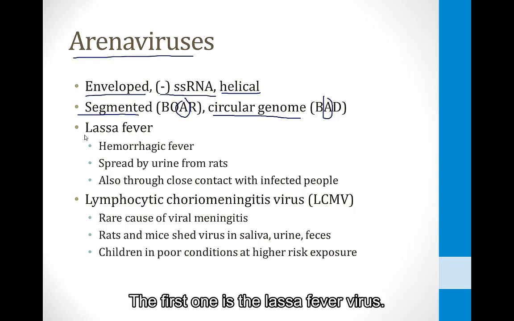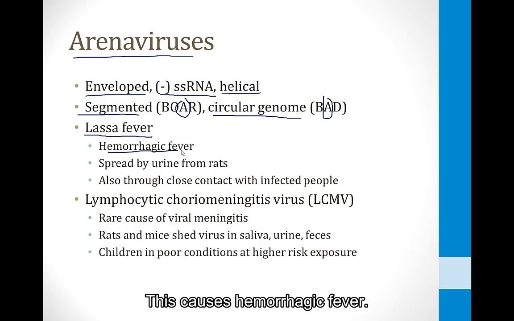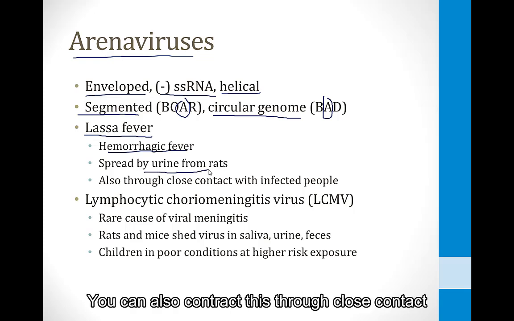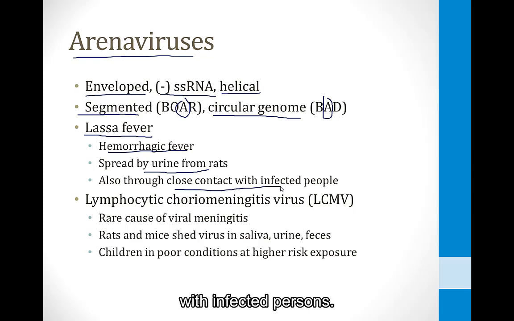The first one is the Lassa fever virus. This causes hemorrhagic fever. It's spread in the urine of infected rats. You can also contract this through close contact with infected persons.